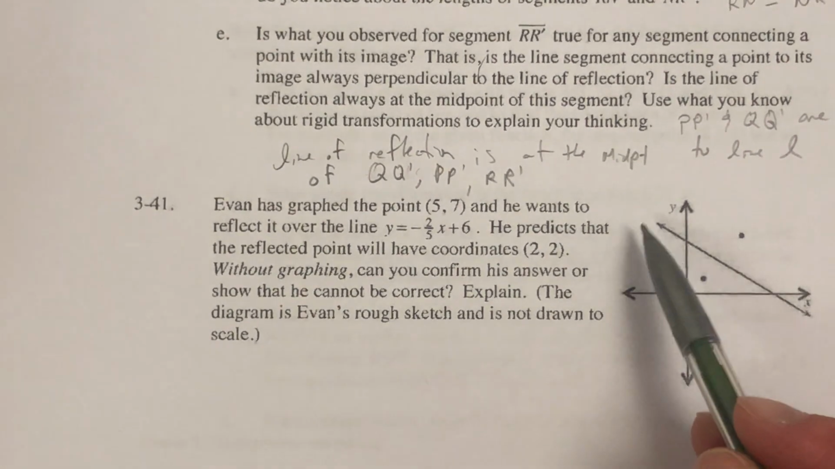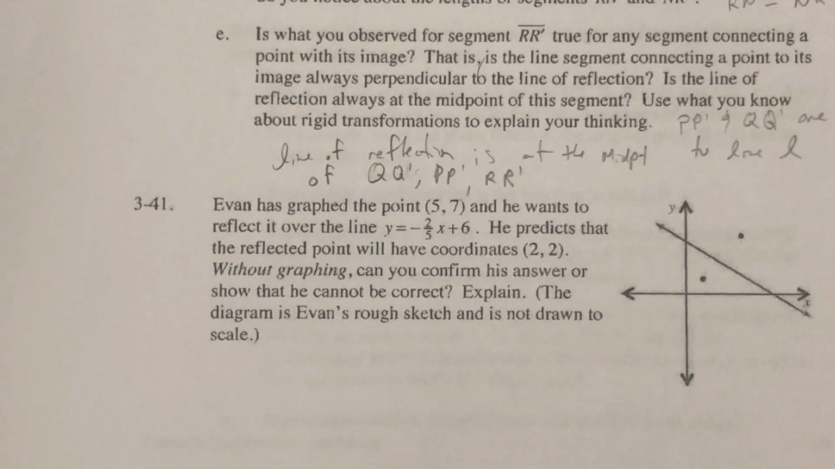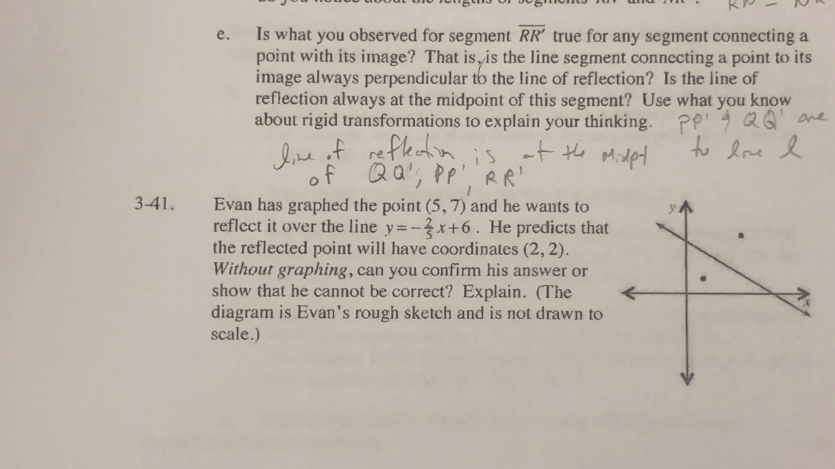So here's his random line that he drew. Here's what (5, 7) would be, and here's (2, 2). Without graphing, can you confirm his answer or show that he cannot be correct? The diagram is a rough sketch. It's not drawn to scale.